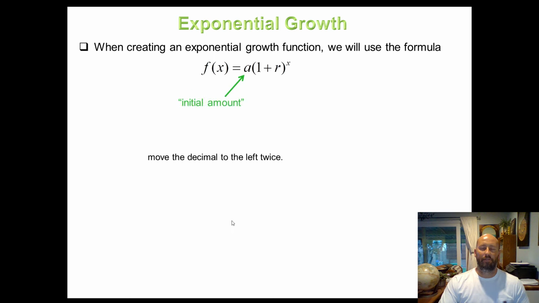Okay, again, a is our initial amount. And then this 1 plus r, this is our growth factor. This is how much we're growing by. Okay, so we're talking about population, we're talking about cost, a lot of different things in order to represent this growth model.